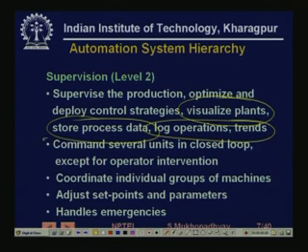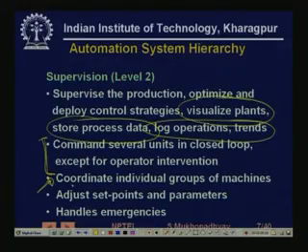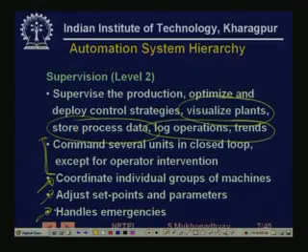They actually command several units in a very coordinated fashion, such that the best volume and quality of production can be reached. So, they coordinate individual groups of machines and give them appropriate set points, so that you get products of a certain quality and of a certain volume. And they also handle plant emergencies, shutdowns, failures, accidents, etc. So, they actually manage the production process.